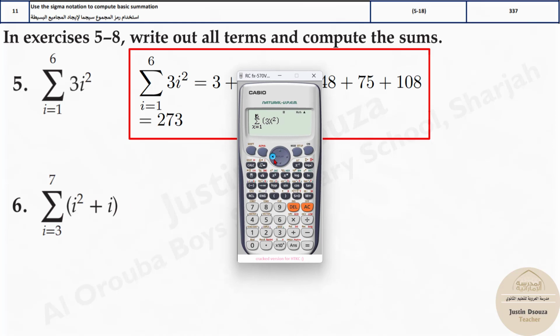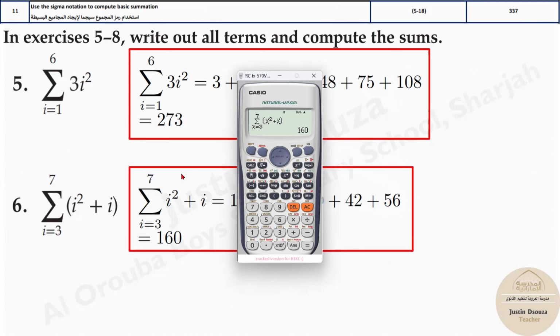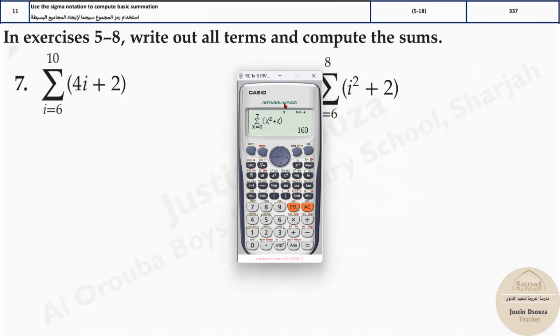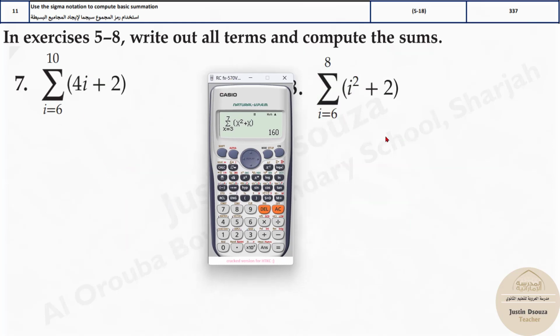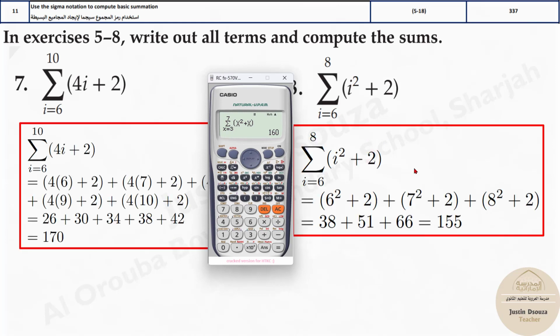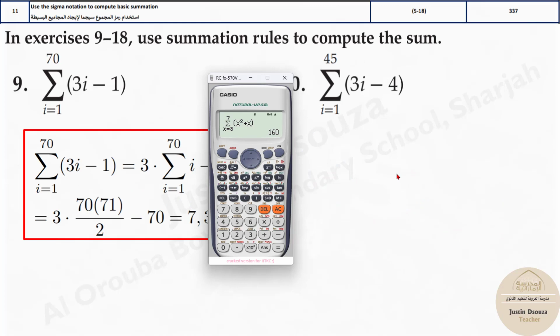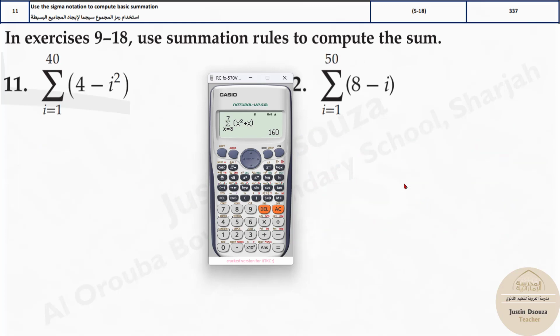Same thing over here. All you need to do is change these limits. It ends at 7 but it starts at 3, and over here we have i squared, that is alpha x squared plus alpha x, and that is your answer, 160. Similarly, please do try them all by yourselves and you can check the answers over here. Even if you use the formulas, you will get the same answers. Now, these are pretty simple.